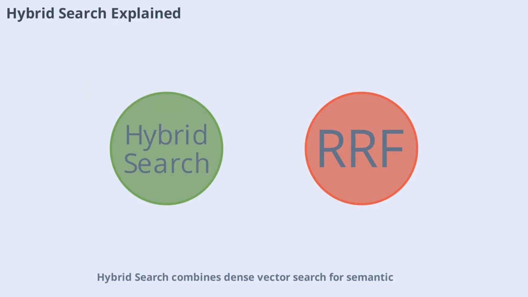Hybrid search combines dense vector search for semantic meaning with sparse keyword search for exact matches. These two approaches run in parallel, each producing a ranked list of results. However, because their scoring systems are fundamentally different, simply adding their scores isn't possible. This is where Reciprocal Rank Fusion, or RRF, comes into play, merging the strengths of both methods.